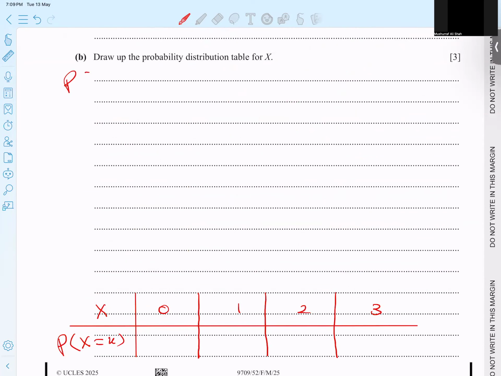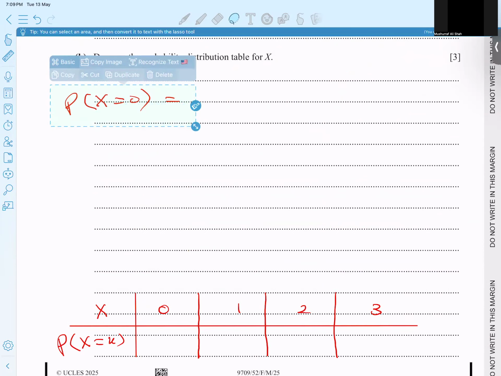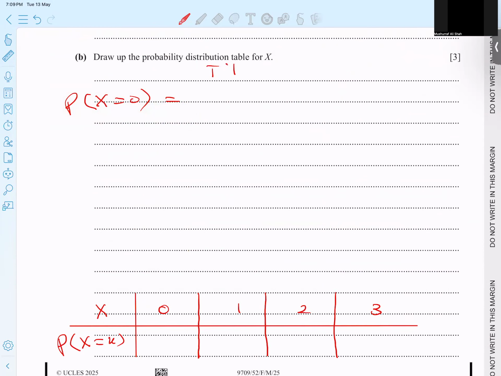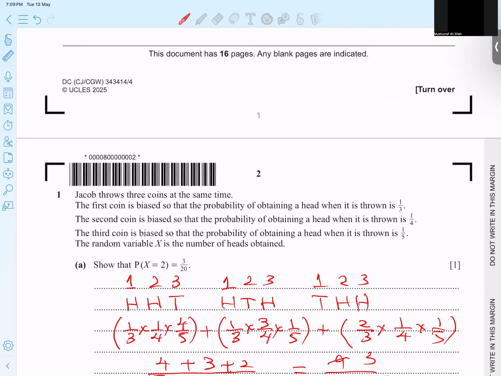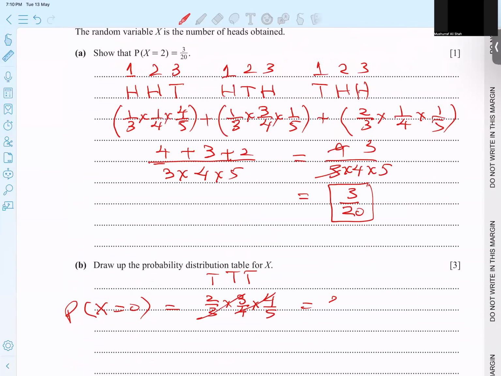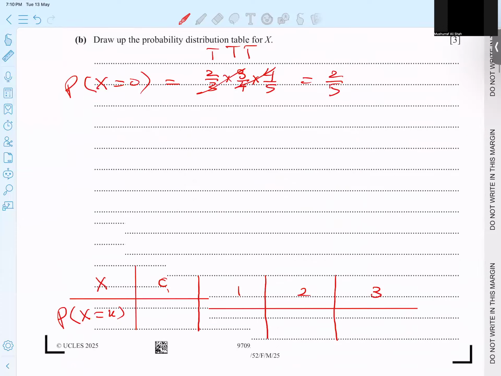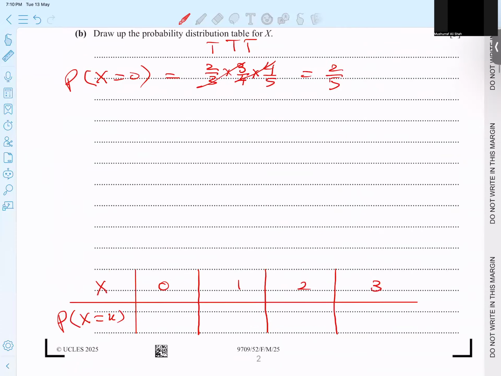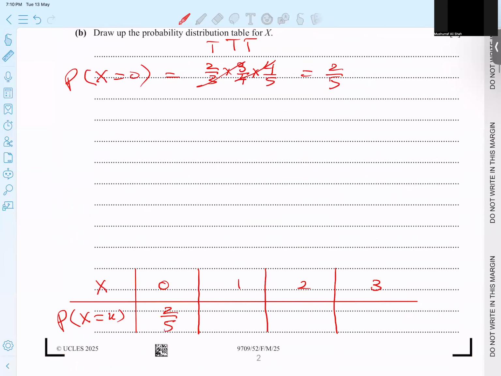Whenever he talks about X equals 0, he talks about 3 tails. So tail, tail, and tail, and I will take all the other values. So 2 by 3 into 3 over 4 into 4 over 5. 4 cancels, 3 cancels. I got 2 over 5, no problem at all. So 3 tails means 0 heads. So 2 over 5 is my first answer.